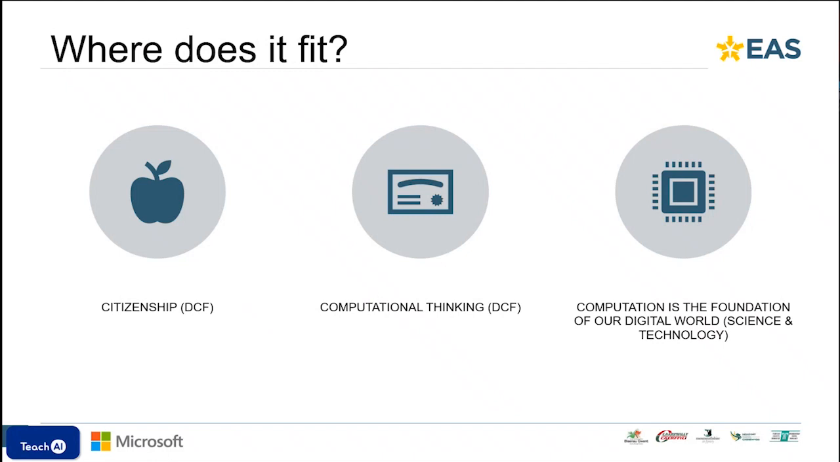So when I thought about AI and I thought about where does AI really fit into what we currently already have, for me it fits into 3 places really, really well. It fits into citizenship as part of the DCF, thinking about the appropriate and ethical use of AI. It fits well into computational thinking, thinking about how AI is programmed and how machines learn. And it also fits in really well to computation as the foundation of our digital world within science and technology. That's statement of what matters 6, essentially computer science.